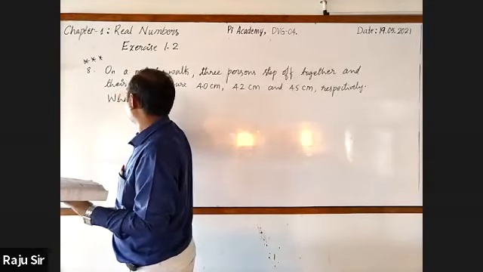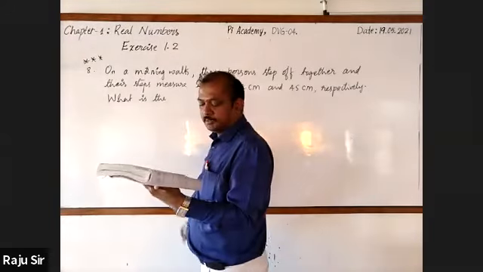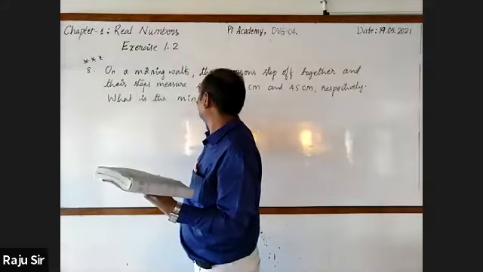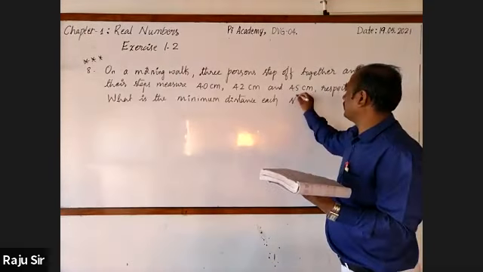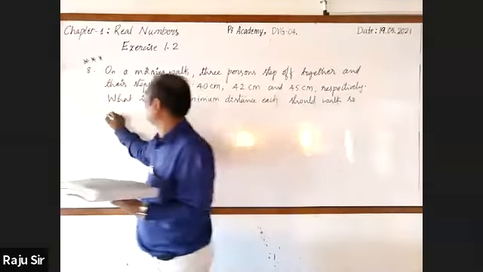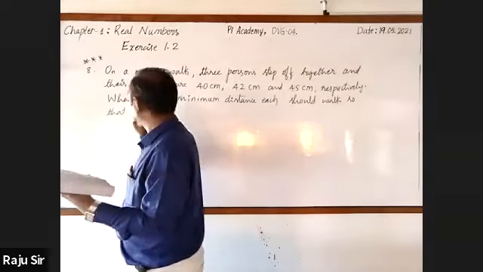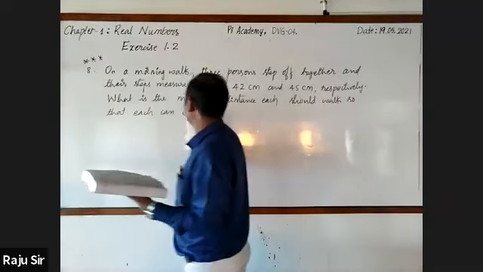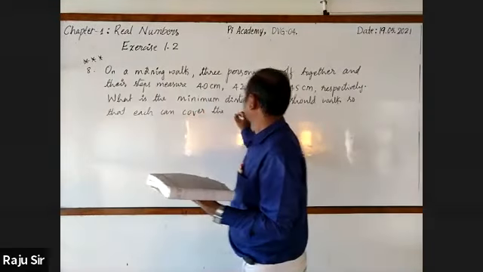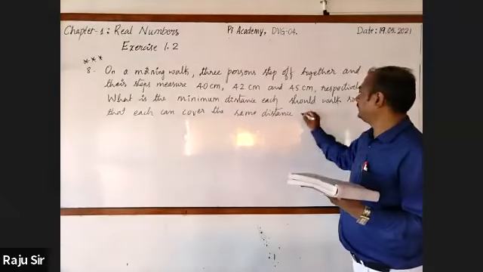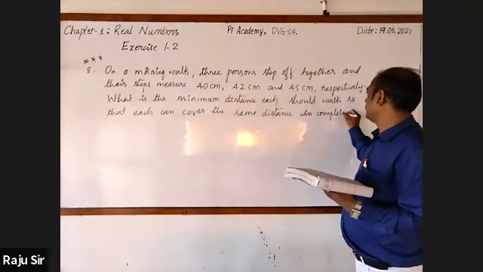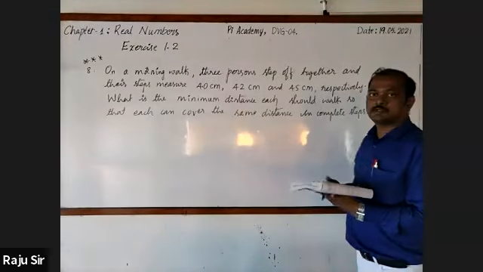What is the minimum distance each should walk so that each can cover the same distance in complete steps, in the exact number of steps?